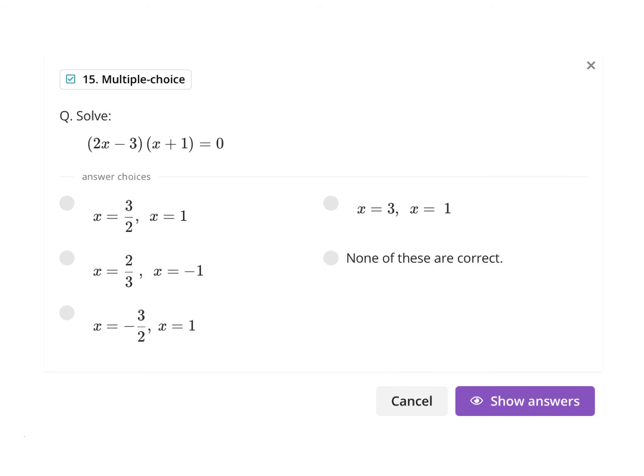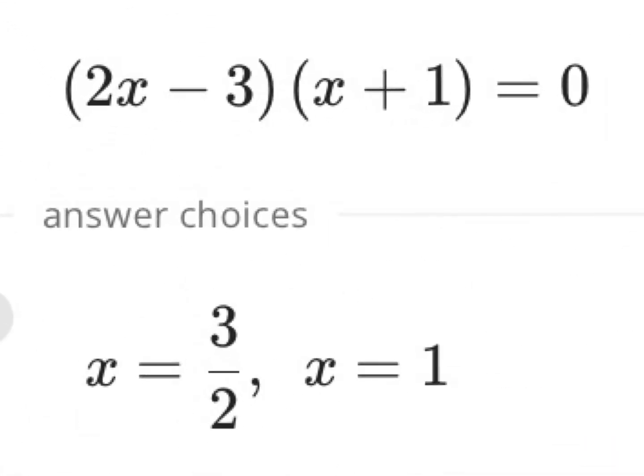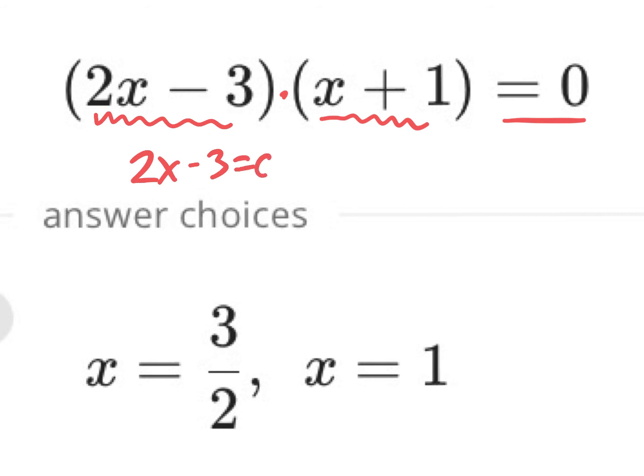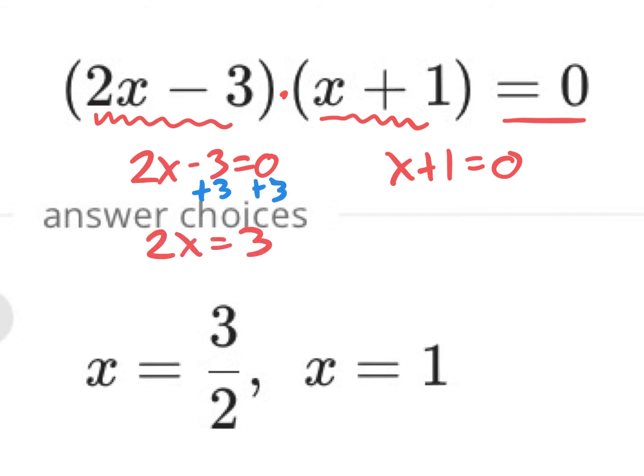This next question is probably one of the easiest ones because it is factored already. It's set up for you to just split and solve using the zero product property. What do I mean by that? Anytime you have something times something else equaling 0, that first something could equal 0, and that second something could also equal 0. So when you solve this, plus 3, you end up with 2x equaling 3, and then final step, divide by 2. That's your answer, x equals 3/2.